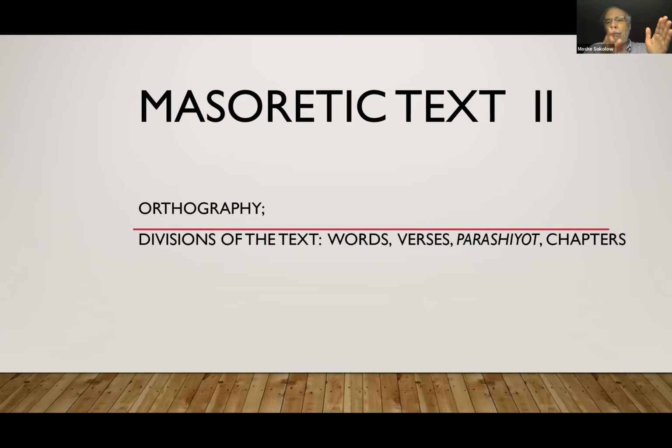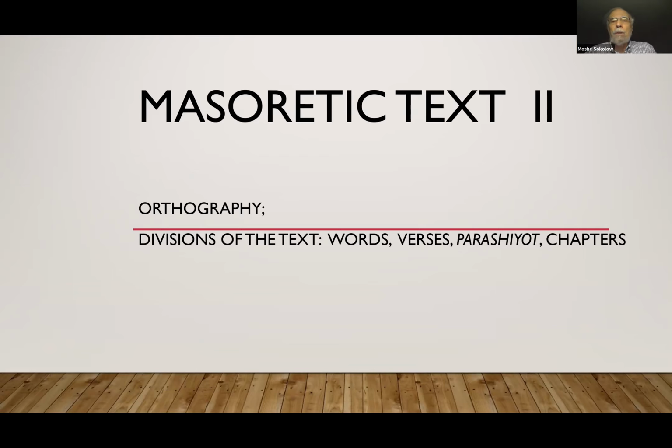So we have these different elements. We have the element of the consonantal text. The second element is that of the vocalization, the vowel signs that tell us how to pronounce those consonants. And the third element is called the punctuation or accentuation, and that tells us which words are to be read together as opposed to which words are to be kept separate.